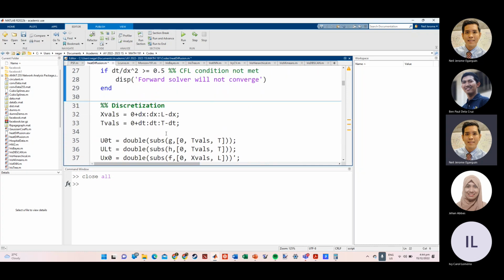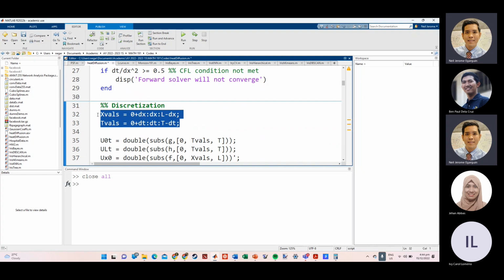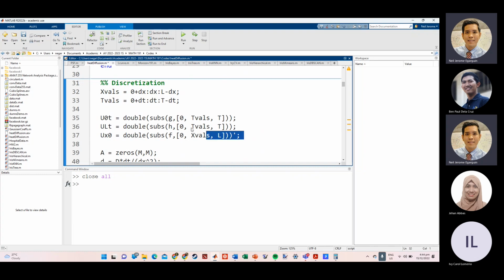Okay. And then ito na, i-discretize ko yung X domain at saka yung T domain according to the step size delta X and delta T. And then ito yung ating vector consisting of temperature values at x sub 0, up to the temperature values at x sub n plus 1. These are the temperature values at time t equals 0. Binectorize ko lang sila. Alright?